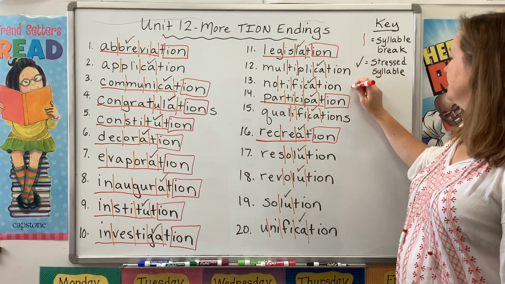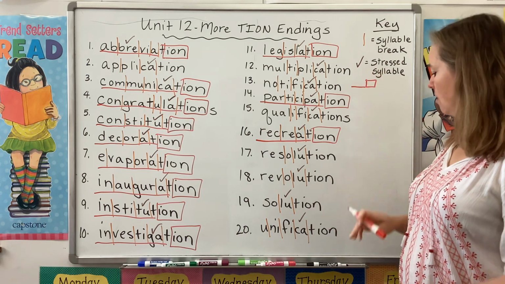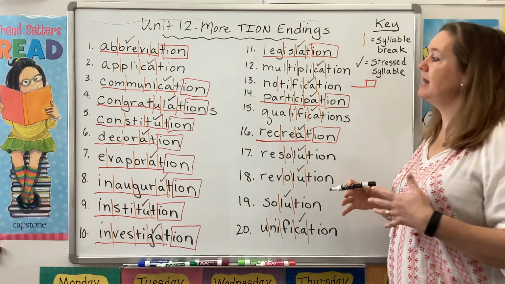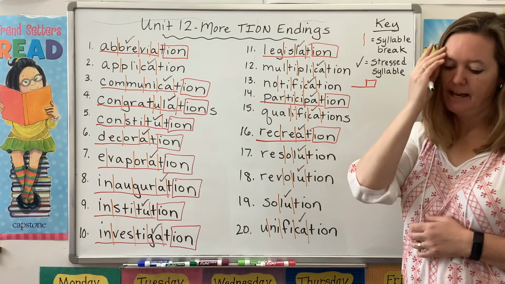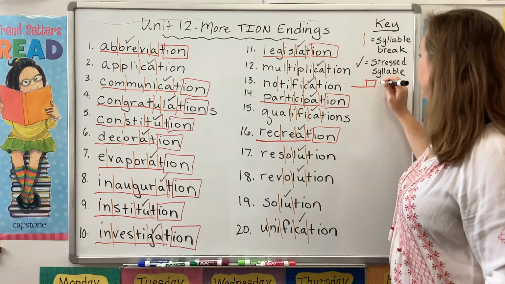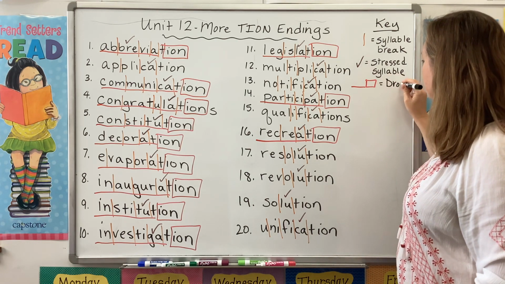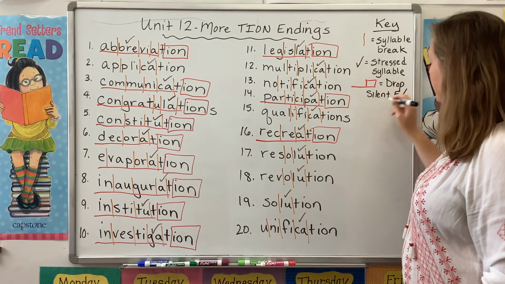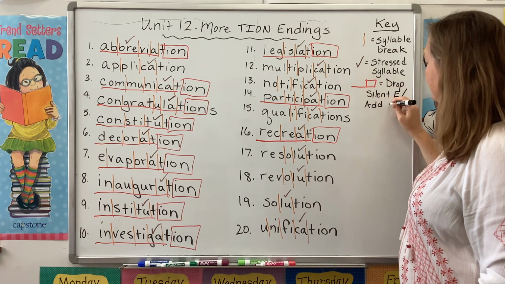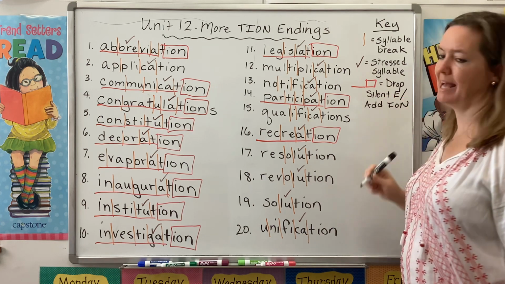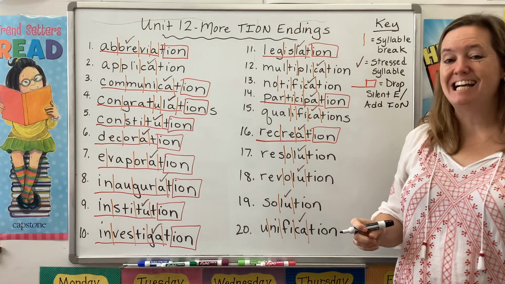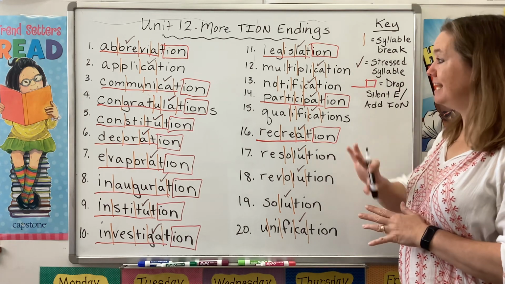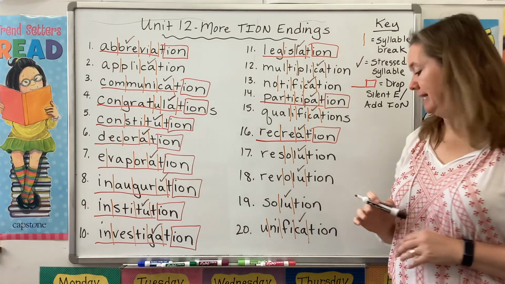So over here, all of these words, these all have derivational suffixes, and what we're doing is we are dropping the silent E and then add ION. We don't need to add the TION because the T is already there. All right, that is the bulk of our list.